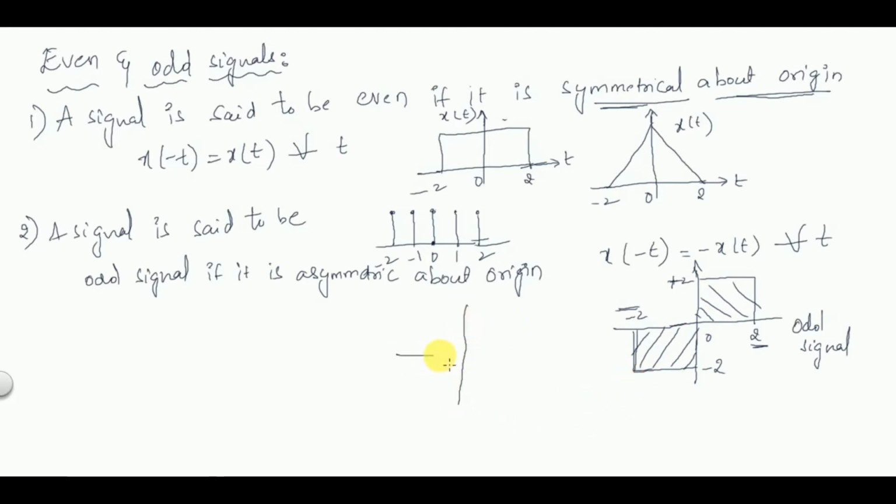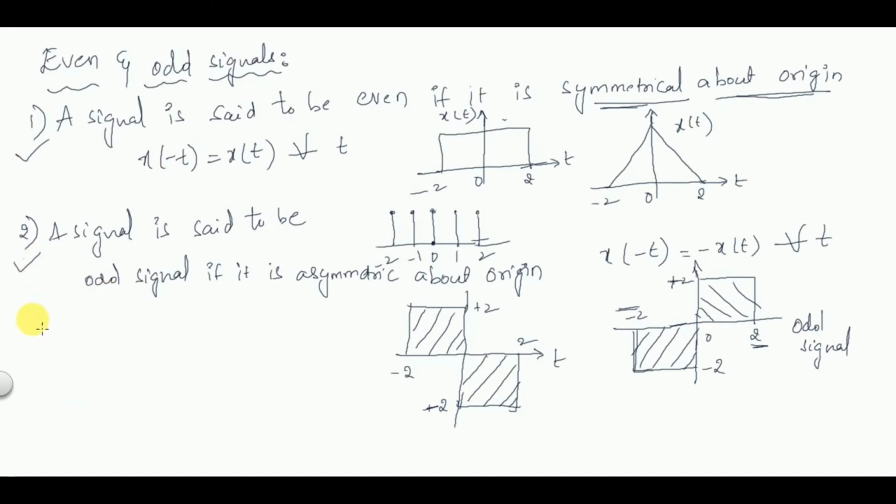So a signal of this type, same signal I'm drawing. 2 here, minus 2 here, amplitude is plus 2 and amplitude here is minus 2. So this is also an odd signal. Okay, so it should be like this. Area under an odd signal is always equal to 0. Let me talk about that later. So this is about the classification of even and odd signals.